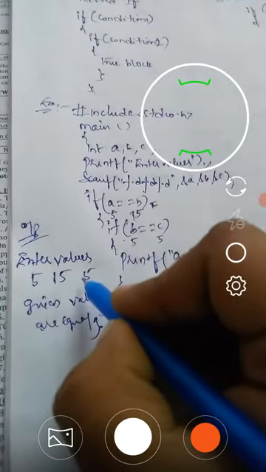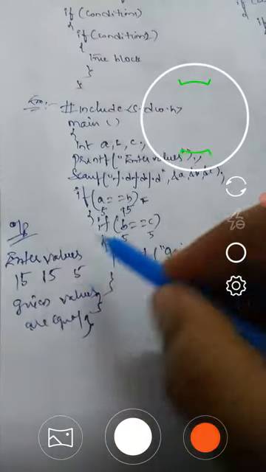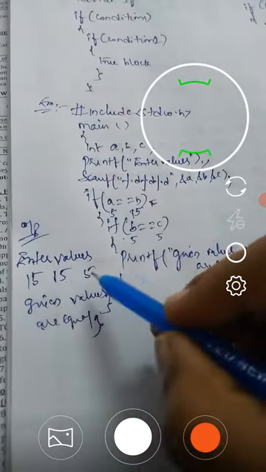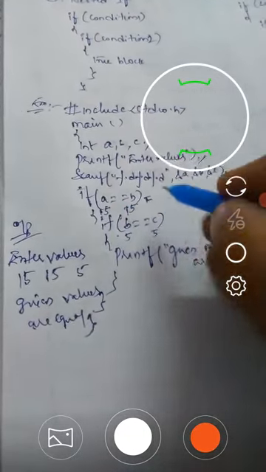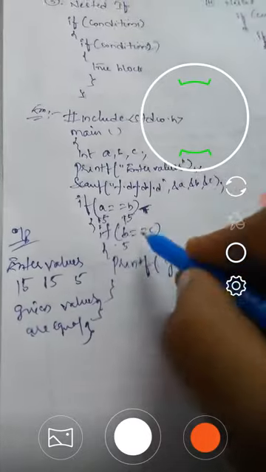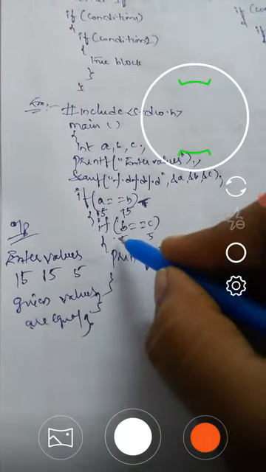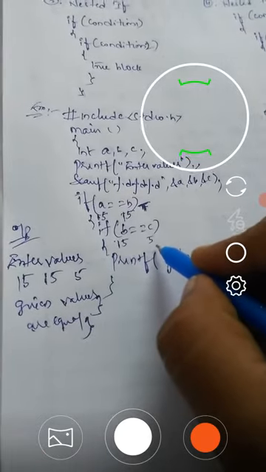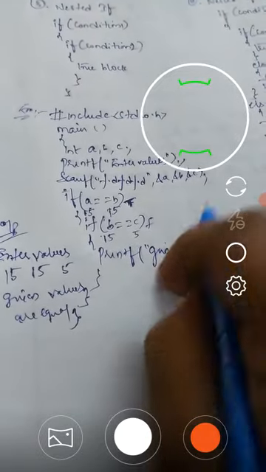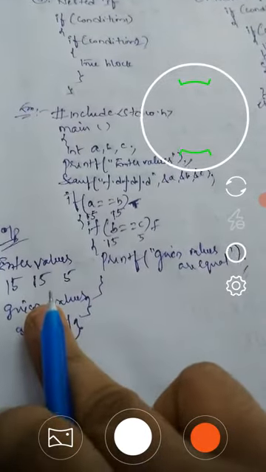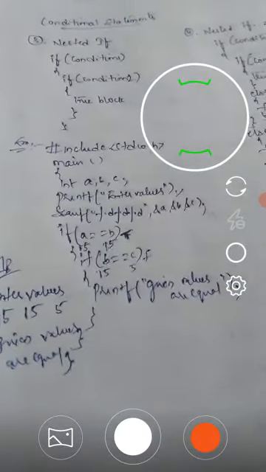Suppose we consider another case. I am entering the values 15, 15 and 5. Here it checks whether 15 is equal to 15. Yes, true. So it will enter into the next condition. Here it checks whether 15 is equal to 5. No, so this statement becomes false. That's why this output does not appear in your console. This is the functioning of nested if.